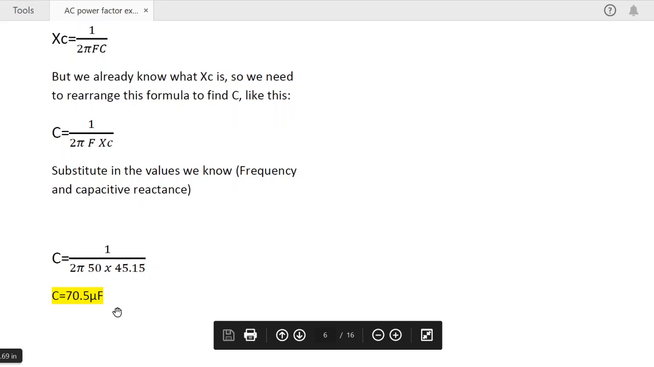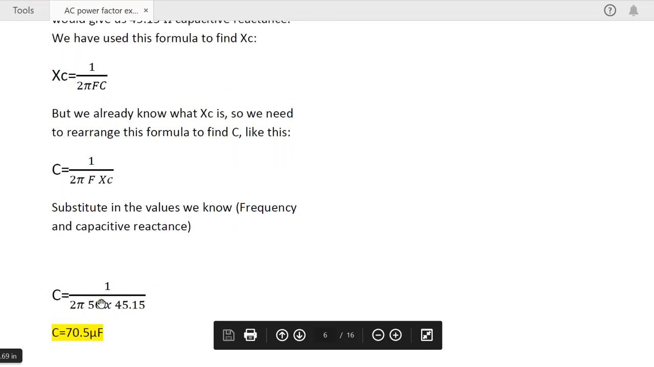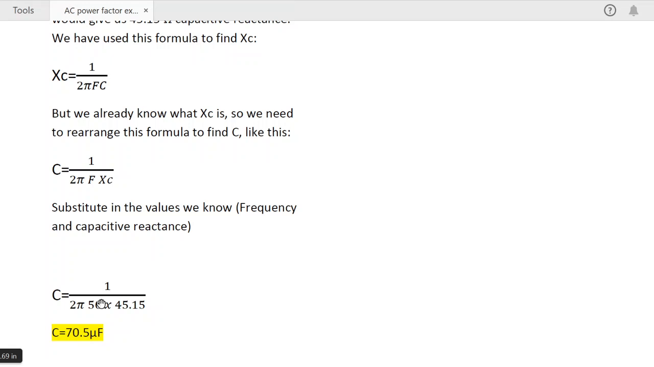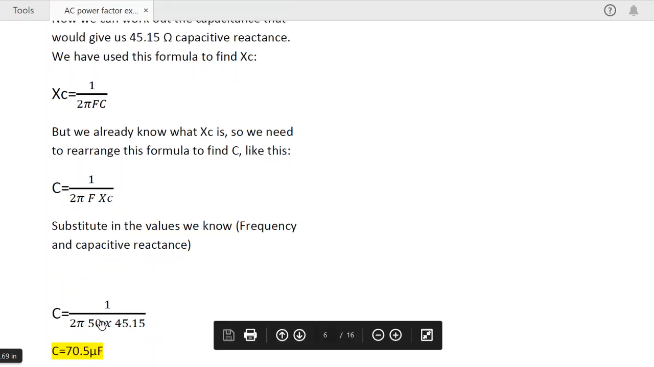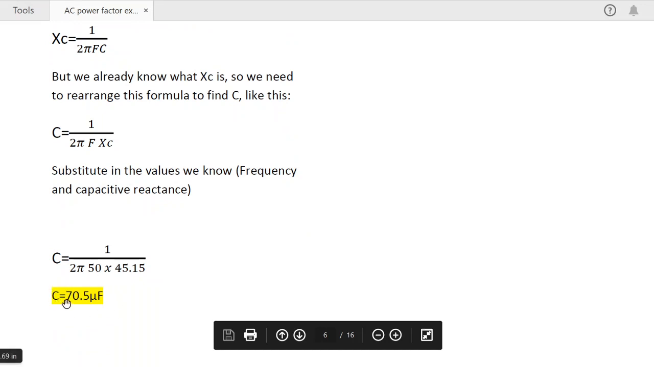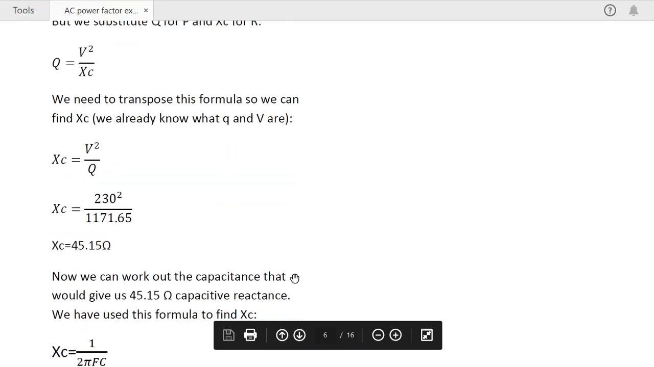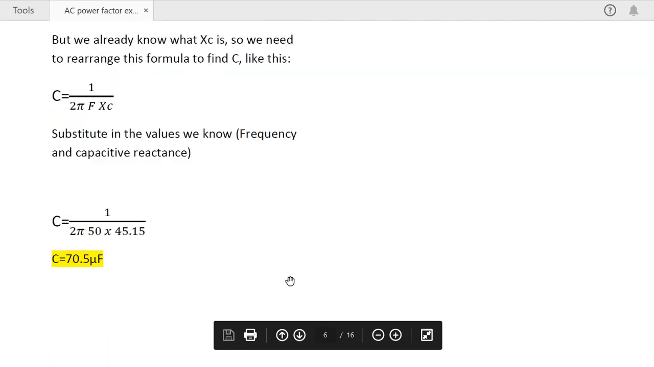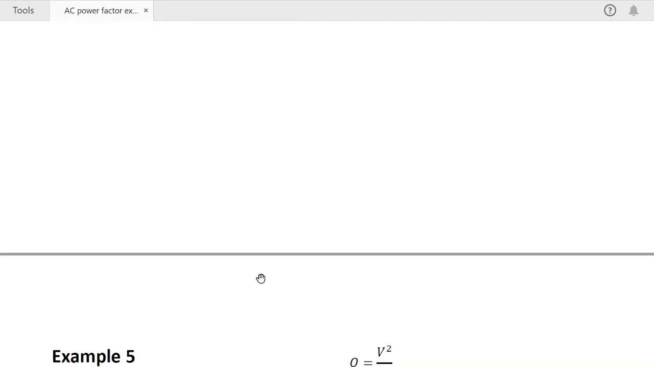70.5 microfarads. What does that mean? That means that if I wanted to improve the power factor of the original circuit from 0.6 to 0.9, I would wire in a capacitor of 70.5 microfarads, and that is going to improve the power factor. We now have a power factor of 0.9.